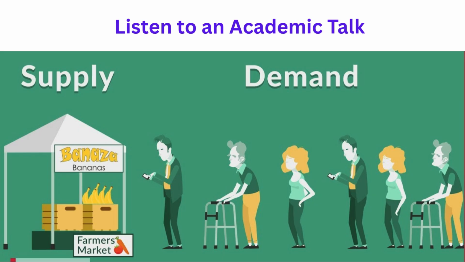For example, if a new smartphone becomes extremely popular, many people will want to purchase it. As a result, stores may raise the price because consumers are willing to pay more. On the other hand, if demand decreases, prices often fall in order to encourage people to buy the product.